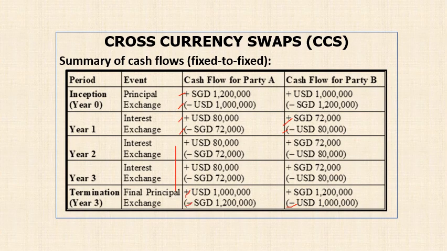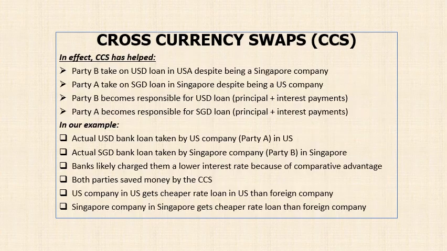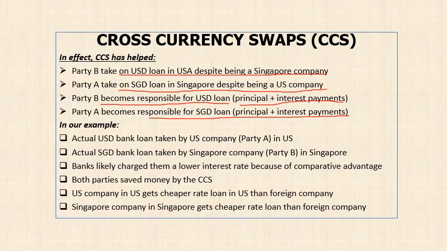In effect, the CCS has helped Party B take on the USD loan in the USA despite being a Singaporean company. And Party A takes on the Singapore dollar loan in Singapore despite being a US company. Party B becomes responsible for the USD loan, principal plus interest payments, and Party A becomes responsible for the Singapore dollar loan, principal plus interest payments.